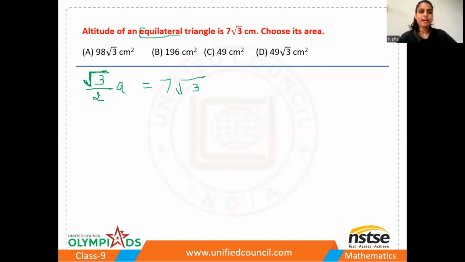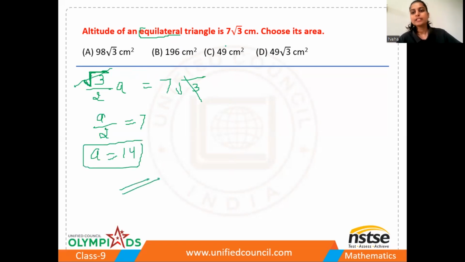Fine. So what I can do here, the square root of 3 and square root of 3 will be cancelled. So it is nothing but a by 2 is equal to 7. That means a is equal to 14, right? That means the side of the equilateral triangle is 14.